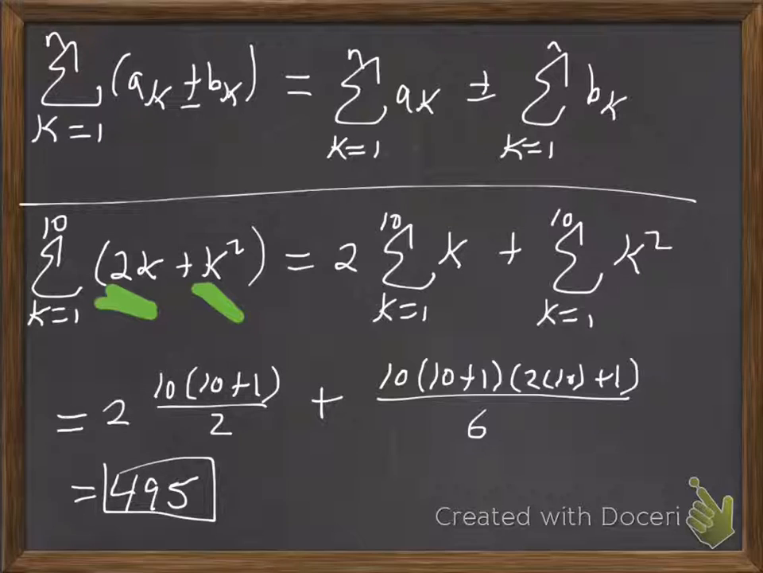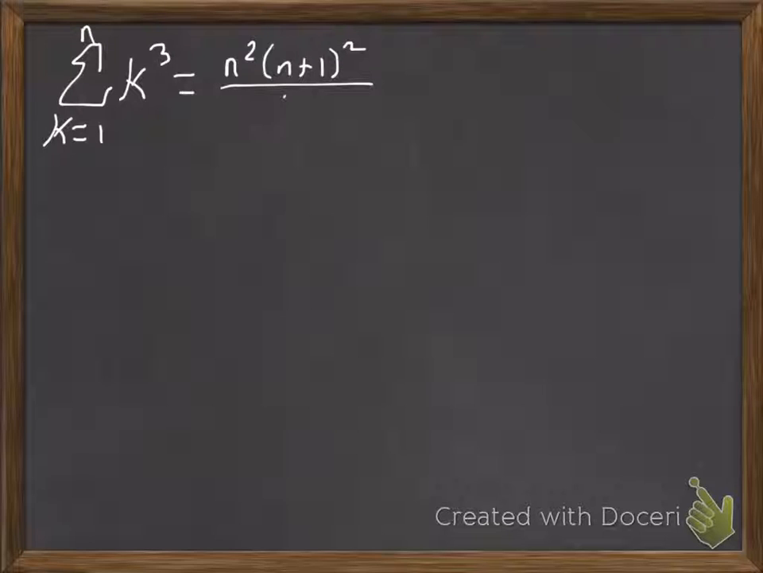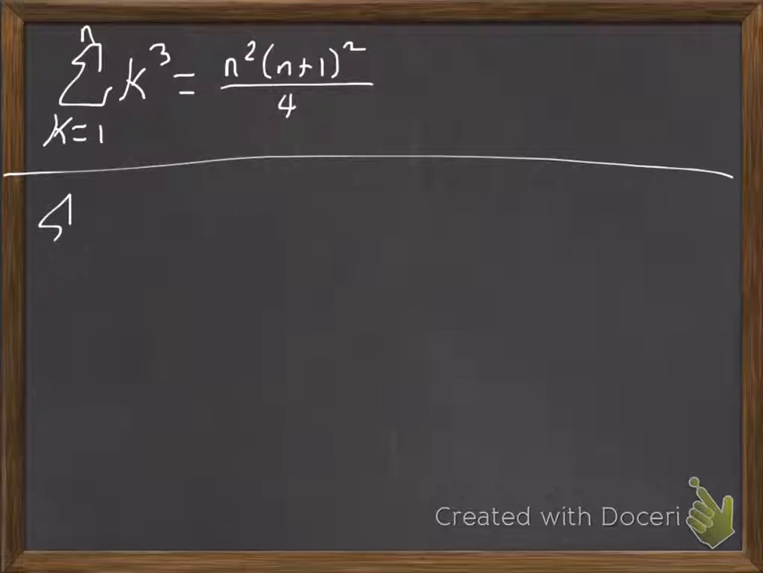We're going to look at one more example, adding up the sum of the first n cubes. So 1 cubed plus 2 cubed plus 3 cubed, and so on. A little bit different formula. Adding up the first n cubes would be n squared, n plus 1 quantity squared, and then that's all divided by 4.